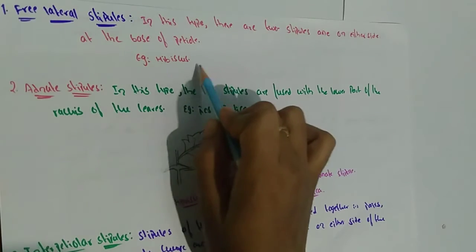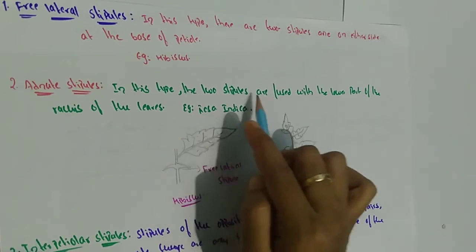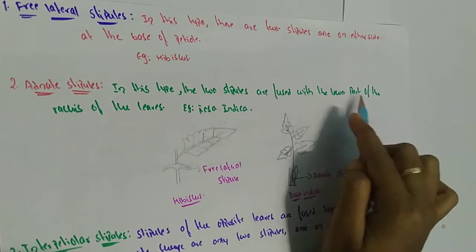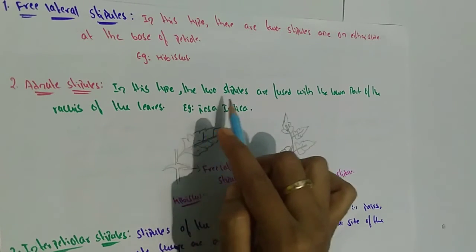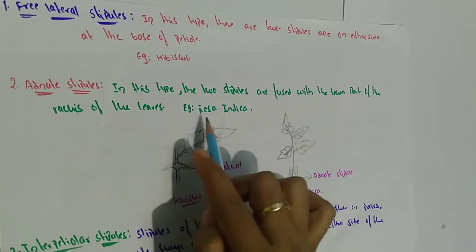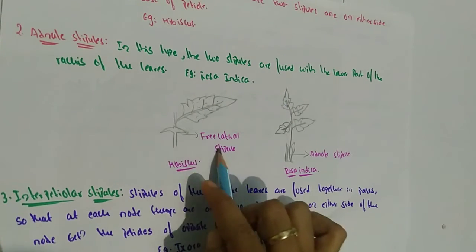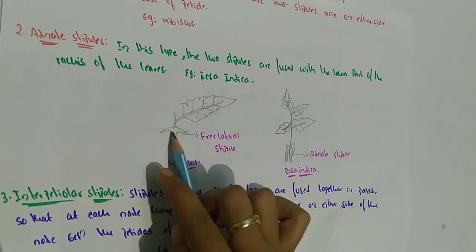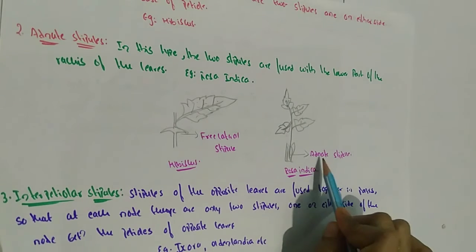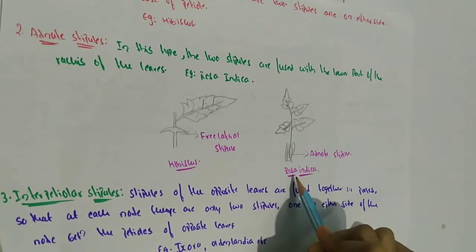Example: Hibiscus. Next, adnate stipules. In this type, the two stipules are fused with the lower part of the rachis of the leaf. Example: Rosa indica. Here, first is Hibiscus, with free lateral stipules, present on either side. Then the adnate stipules, where the two stipules are fused. Example: Rosa indica.